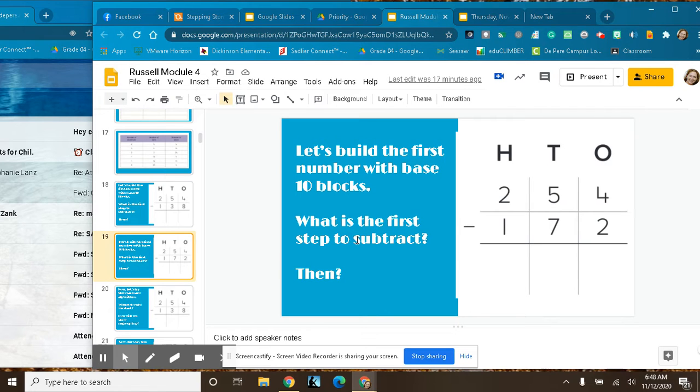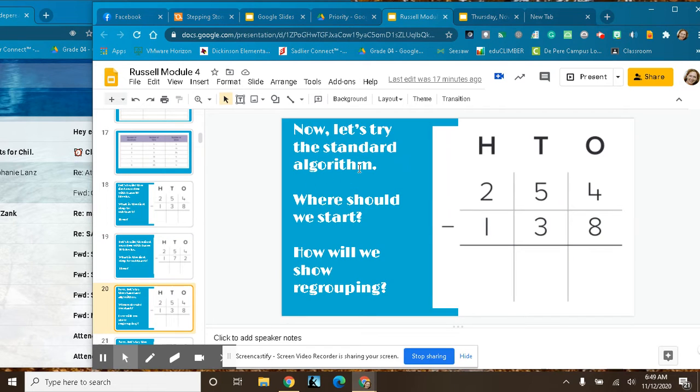So once again, building with base 10 blocks, this one looks easier at first because you have the 4 and you can subtract the 2, but then you come to a problem when you have in the tens place, you have 5, which is really 50, and you are asked to subtract 7, which is really 70. And so you can't do that. What you need to do is you need to decompose this 100. Well, the 200, I'm sorry.